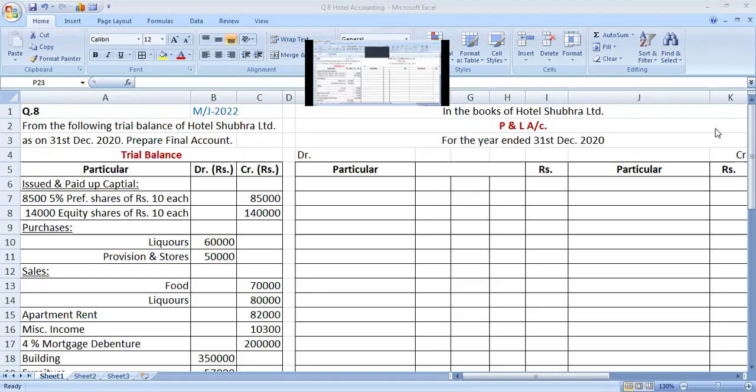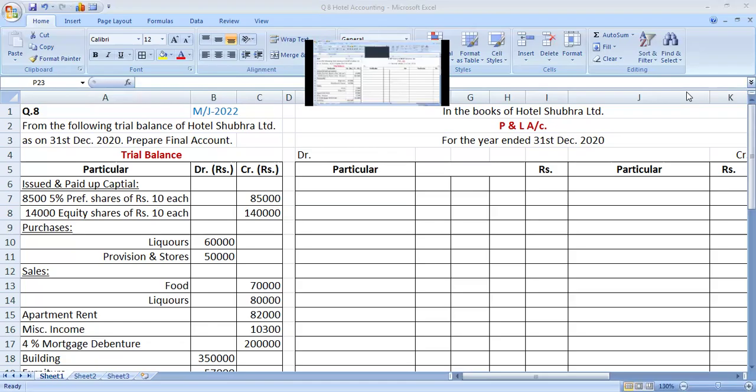I am Assistant Professor Dr. Jadhav, Faculty of Commerce, People's College, Nanded. Today, I am taking one numerical question on the topic of hotel accounting. This is question number 8 of this topic.